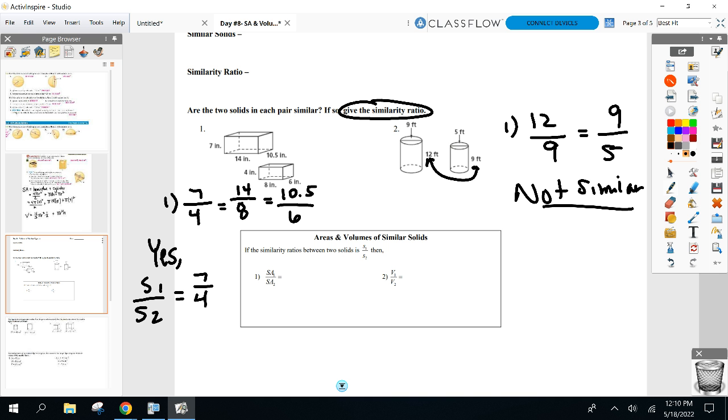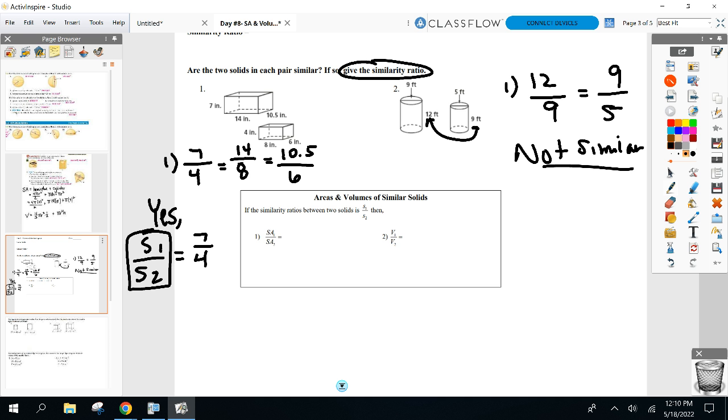So here's today's topic right now. How does this measurement, how does that ratio compare to surface area and to volume? Just guess. I just want an educated guess. Do you think the side ratios are the same as the surface area ratios? What do you think? Yes or no? If I know the side ratio 7:4, do you think their surface areas are also in a ratio of 7:4?